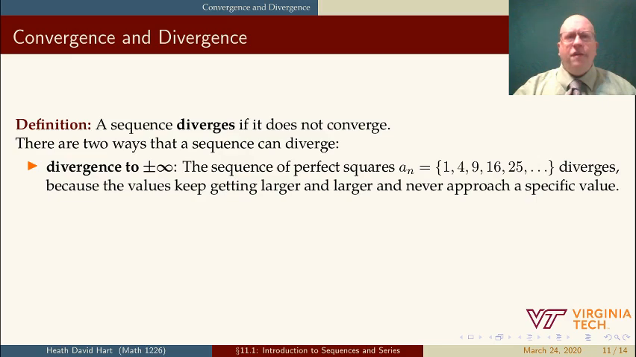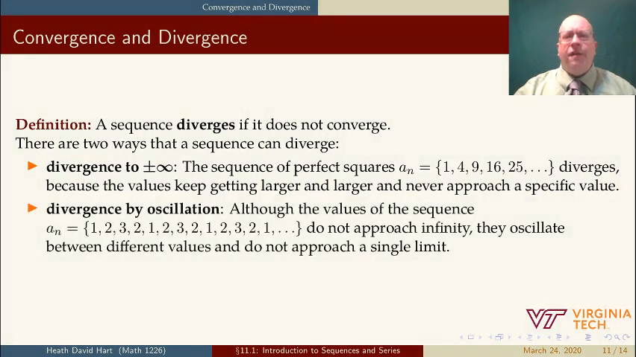The other way that a sequence can diverge is to diverge by oscillation. That is, the pattern of the numbers goes up and down and up and down and never approaches a single limit. The pattern 1, 2, 3, 2, 1, 2, 3, 2, 1, 2, 3, 2 never settles down and approaches a specific number. It just keeps oscillating between 1 and 3.